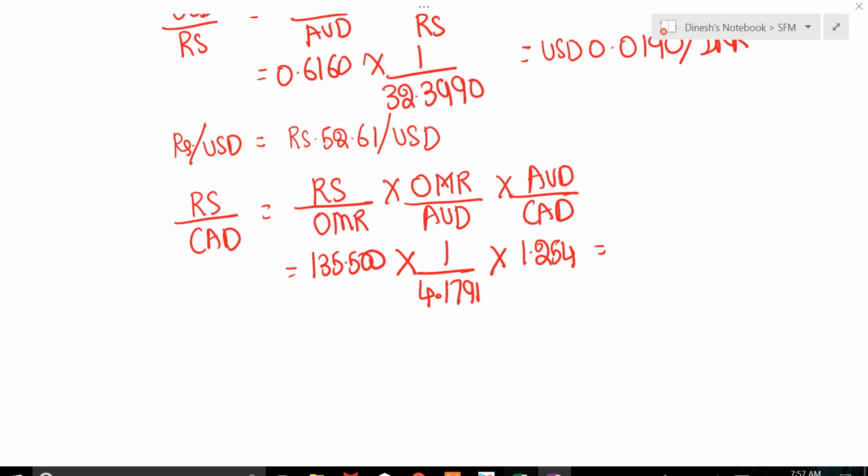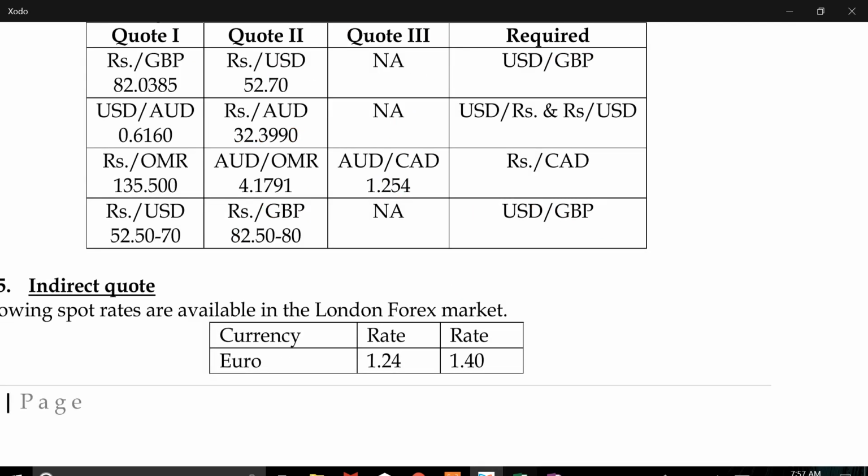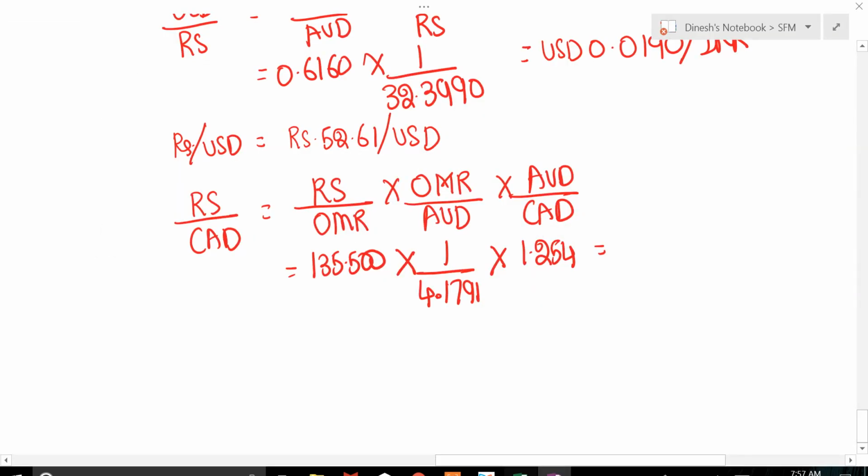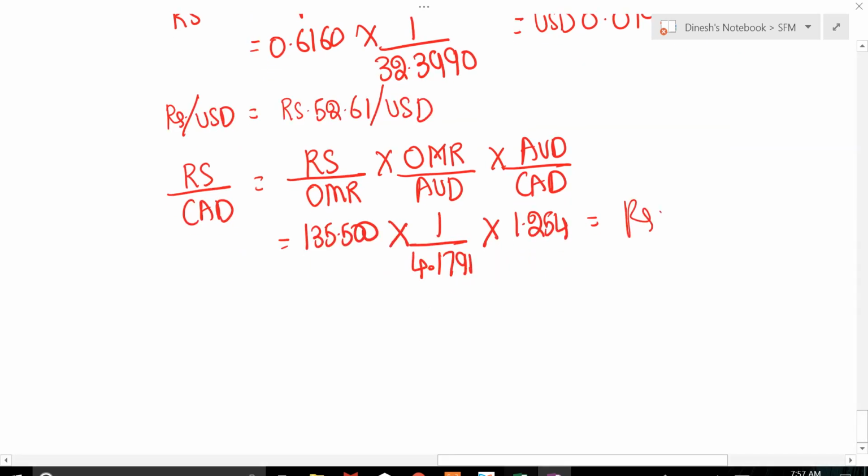If the quote is available, great. If not available, you will have to do the division part. $135.5, 1 divided by 4.1791 into 1.254. What's the answer? 40.6587. Okay. Rupees 40.66 per Canadian dollar.